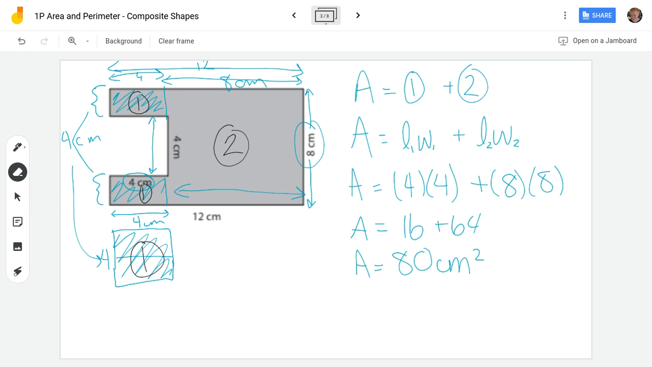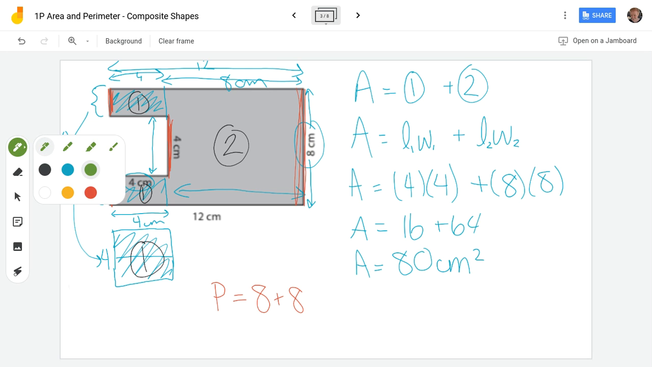Now, for the perimeter of this, I'll use red so it's easier to see. We have this side that's 8 centimeters. And then on the opposite side, all three of these pieces together have to be 8 centimeters because it's as tall as the side on the right. So there's that side and those three together that make 8.